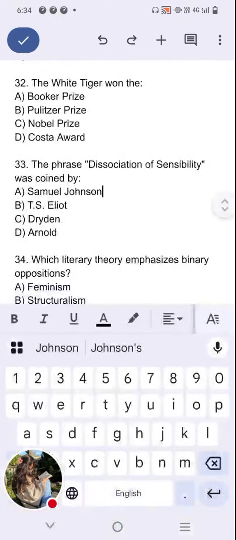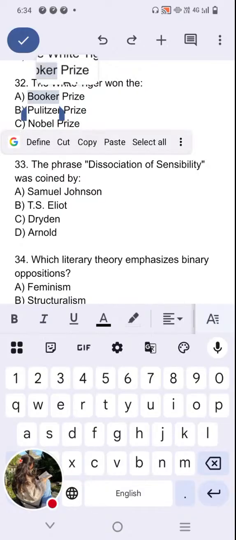Next question. The White Tiger won which of the following prizes? The Booker Prize, Pulitzer Prize, Nobel Prize, Costa Award. The White Tiger is written by Aravind Adiga in the year 2008, and it wins which of the following prizes in the year 2008? The answer is Booker Prize.